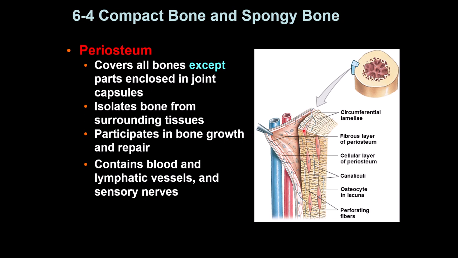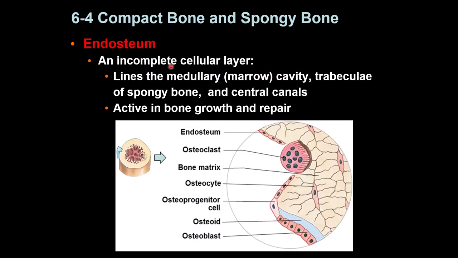And these cells that you see are osteocytes. So this is part of the bone itself. And these lines are canaliculi. So endosteum is located inside different parts of the bone. There are three different areas. One is the medullary cavity in the long bones, also the trabeculae of the spongy bones, and the central canal of the long bones. So these are three different areas where endosteum is located.